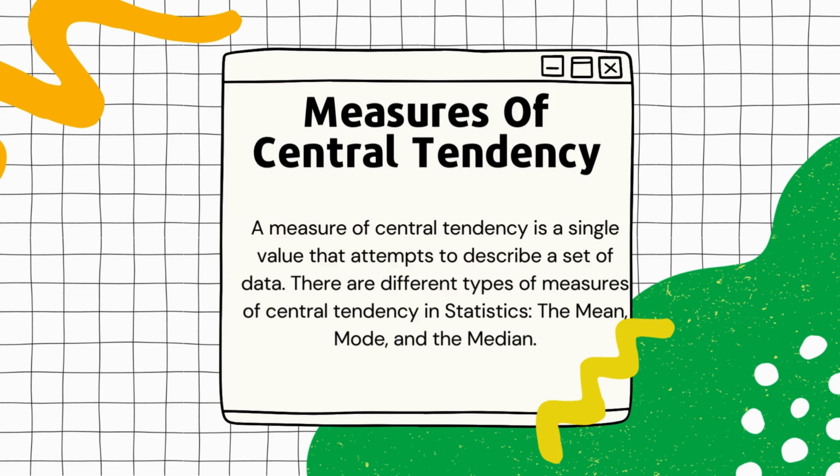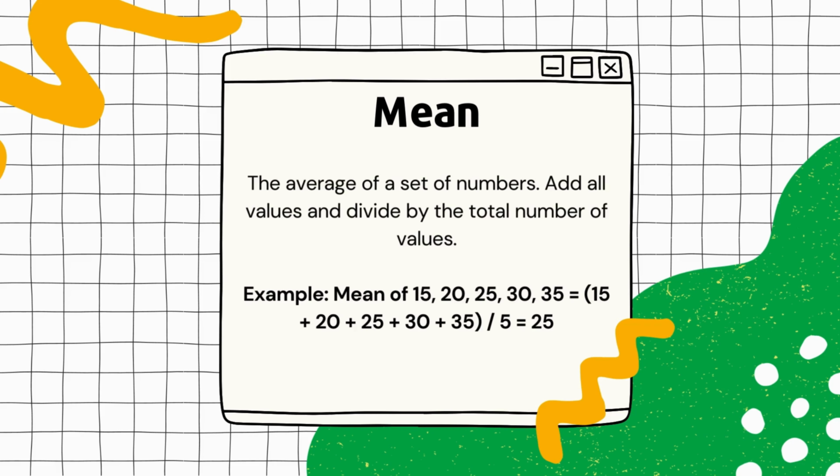Now, what is the mean? The mean is the average of a set of numbers. And how we do this, or the formula for this, you add all the values and you divide by the total number of values. For example, you want to find out the mean of this data set. You have the numbers 15, 20, 25, 30, and 35. What you do, you add all of this up together.